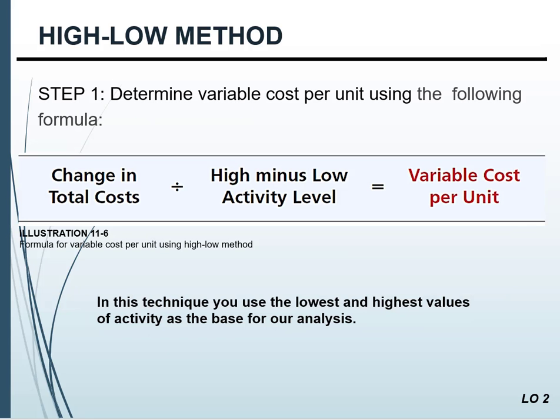So let's see how this formula might work. The first thing we need is to determine the variable cost per unit. So the total change in costs divided by the difference between the high and low activity level will give us the variable cost per unit. Again, the idea here is that there is a difference in costs at different activity levels, but the only thing that can be different between those two levels is the variable cost aspect.